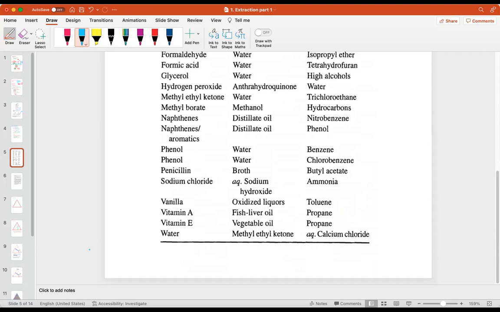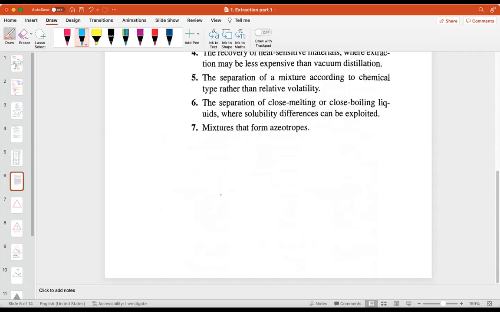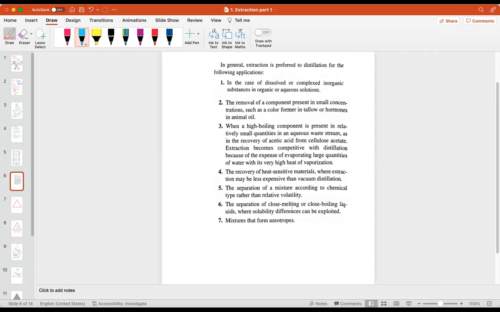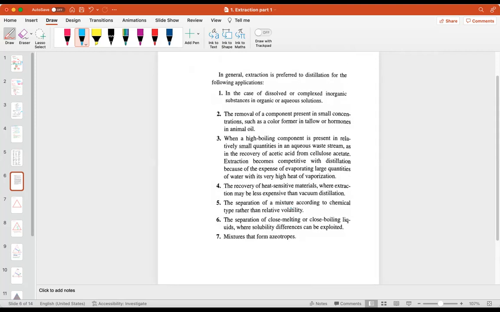Okay, so even here, if we have vitamin A or vitamin E in the oil and you want to extract them, you use propane. Sometimes extraction is interchangeable with distillation, because if we want to separate the compound in the solute and in the solvent, we can do that by distillation as well. But in general, extraction is preferred to distillation for the following applications.